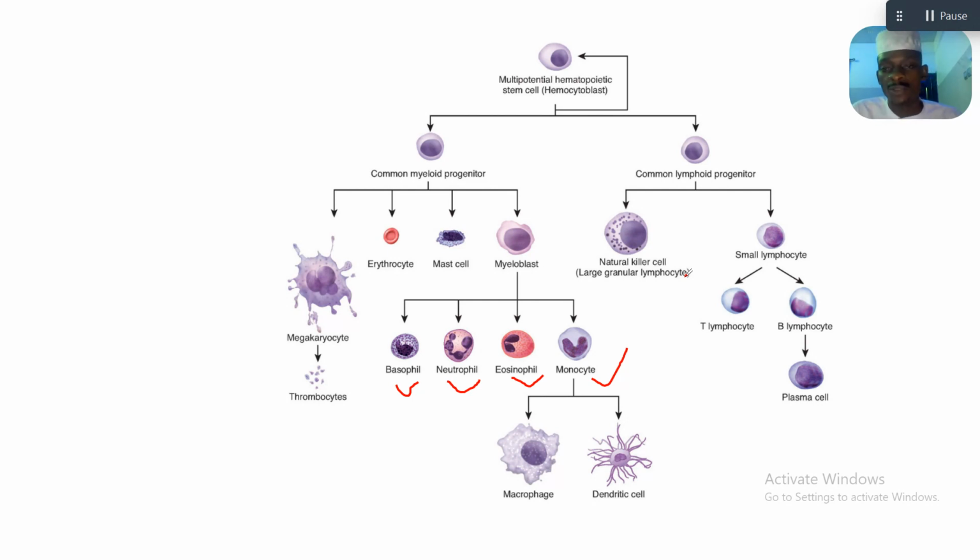Under hematopoiesis we have erythropoiesis, leukopoiesis, and thrombopoiesis. Erythropoiesis is the formation of red blood cells, leukopoiesis is the formation of white blood cells, and thrombopoiesis is the formation of blood platelets. So with that we have come to the end of our lecture, and this is a summary: hematopoiesis is the production of the general blood cells, subdivided into erythropoiesis, leukopoiesis, and thrombopoiesis.